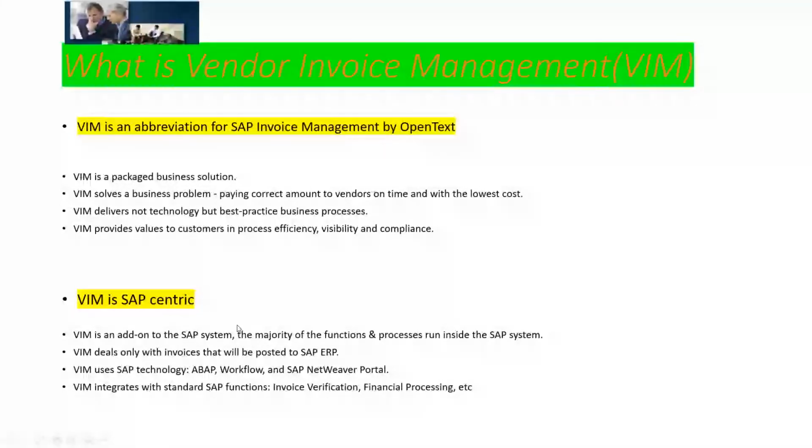So I was talking about these first four points. Now I am going to the next. VIM is SAP centric. So VIM is an add-on to the SAP system. The majority of the functions and processes run inside the SAP system. If we install SAP, we don't find the VIM installation. If you go to the SAP SPRO or SAP SE screen, we don't find VIM, so we have to install it. It is basically an add-on to the SAP, right?